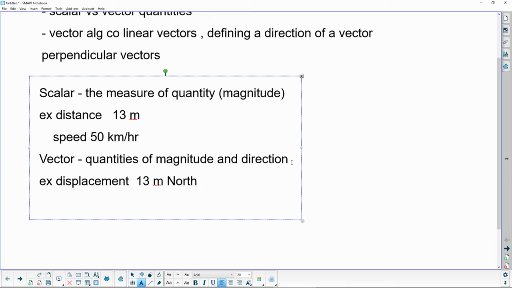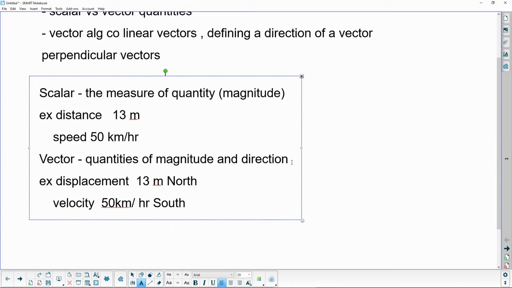Okay, when we're talking about speed, speed has a vector quantity that's called velocity. So if you're going 50 kilometers an hour, you just put a direction on it. So 50 kilometers per hour, let's say south this time. So that's basically the only differences.